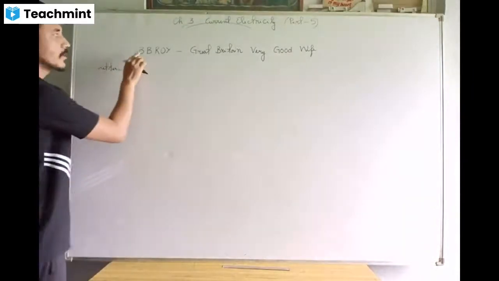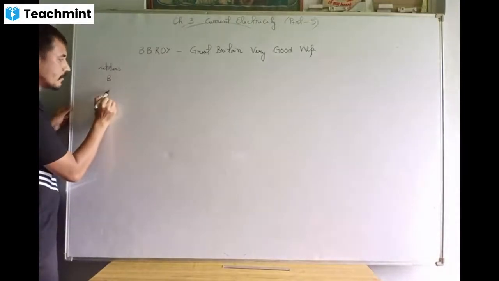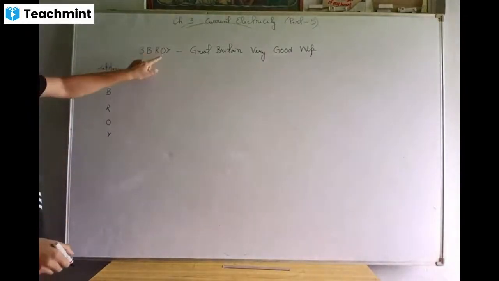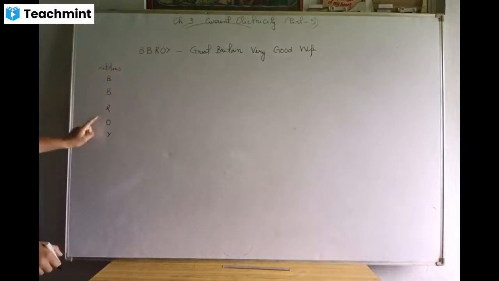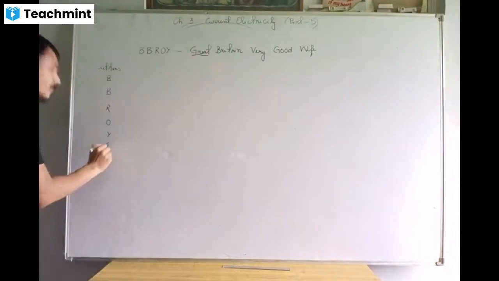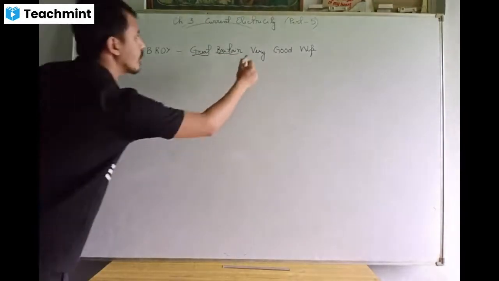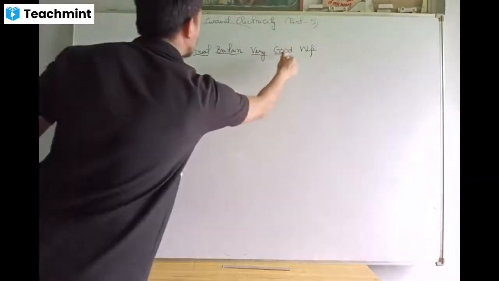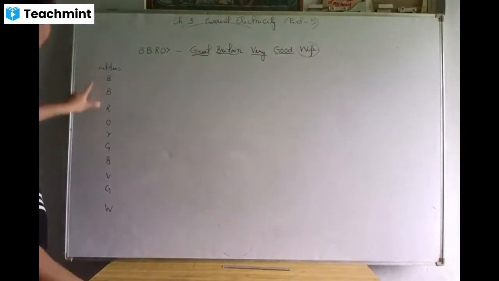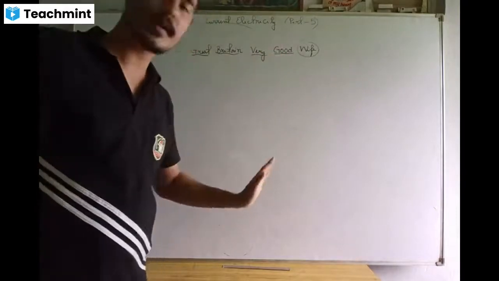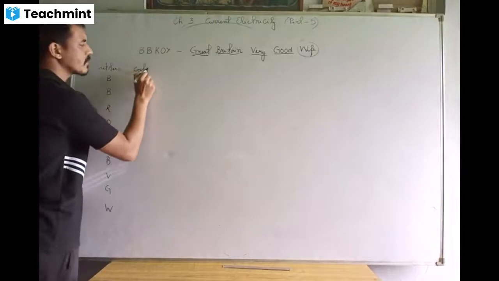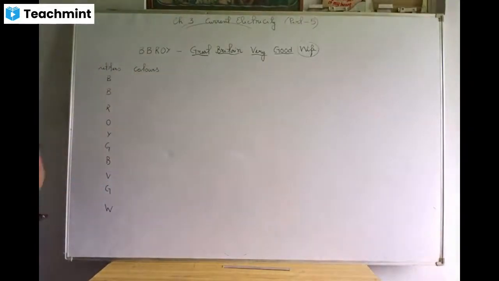What are the letters here? B.B. Roy, name of the lady. How many letters? 1, 2, 3, 4, 5. And who was she? Great Britain, very good wife. Great starts from G, Britain starts from B, Very starts from V, Good starts from G, and Wife starts from W. So these are the letters extracted from the given sentence. Now let's note down the colors. Each of these letters has colors.